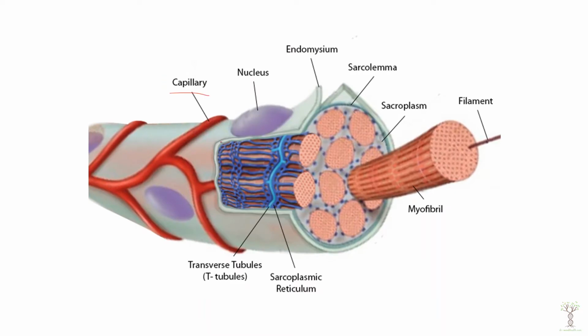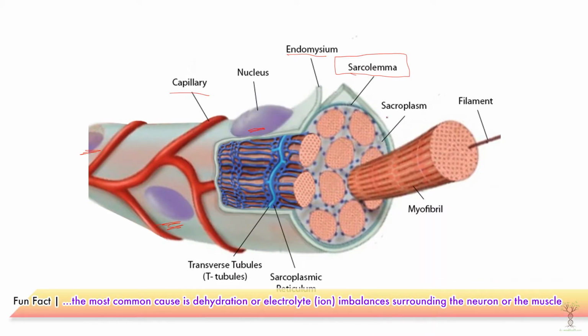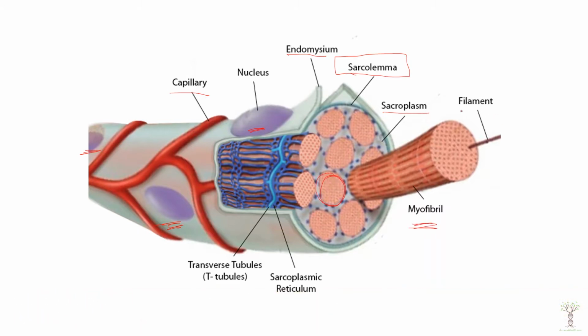If we zoom into the muscle cell, muscle cells are surrounded by blood vessels. Skeletal muscle cells have multiple nuclei. The covering surrounding the muscle cell is called the endomysium. Underneath that is the membrane. The plasma membrane of a muscle cell is called the sarcolemma. And the liquid component, the cytoplasm inside, is called the sarcoplasm. Now these bundles are called myofibrils, and they are made up of filaments. There are thick and thin filaments, and we are going to focus on that in a few minutes.